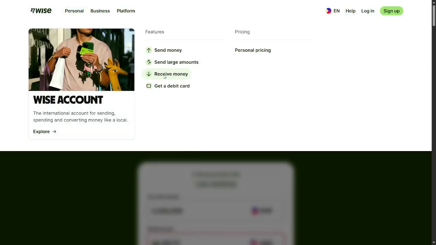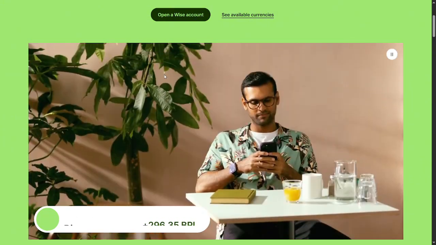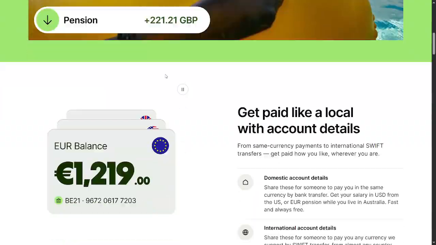Transfers are also incredibly fast. Many arrive within minutes, and even slower routes usually take no more than a day or two.